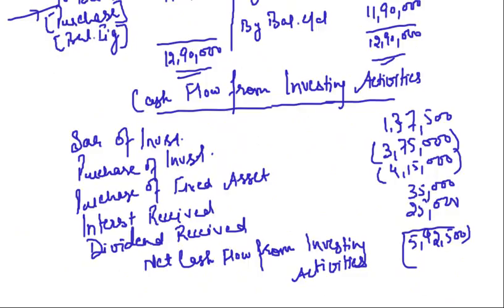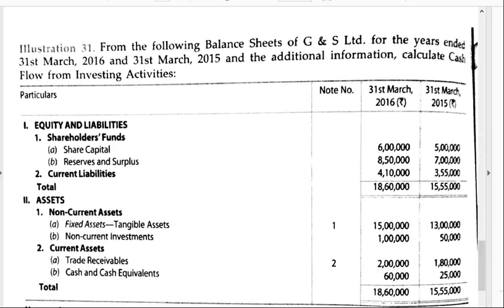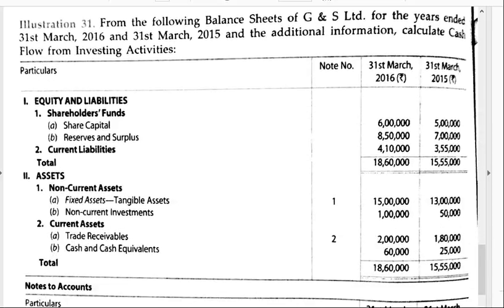So let's do one more practical problem on this. From the following balance sheets of G and S Limited for the years ended 31st March 2016 and 31st March 2015 and the additional information, calculate cash flow from investing activities. We have the shareholders' fund, share capital, reserves and surplus. Current liabilities we are given.